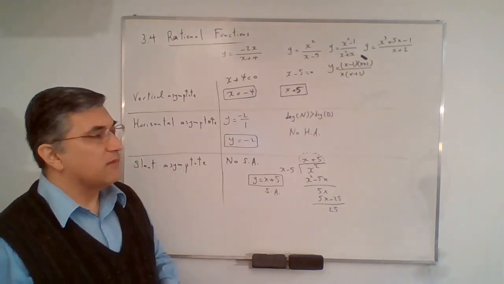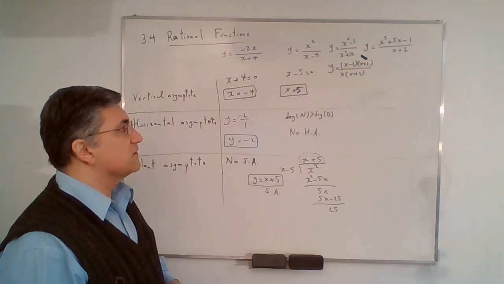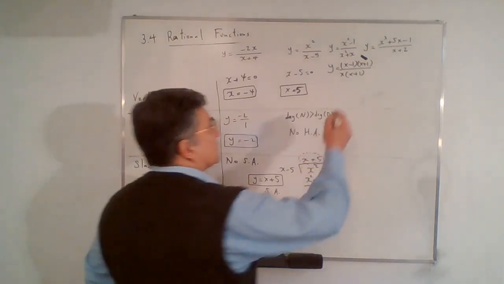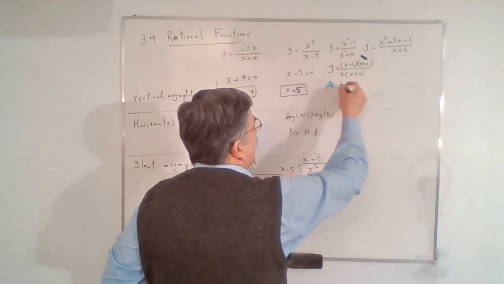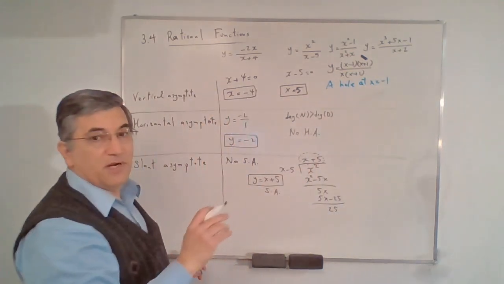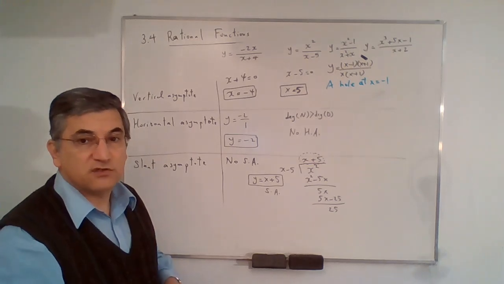So as you might recall, this situation is where we say that there is a hole at x equals negative 1. So I'm going to say a hole at x equals negative 1, but I'm not going to say it's a vertical asymptote.